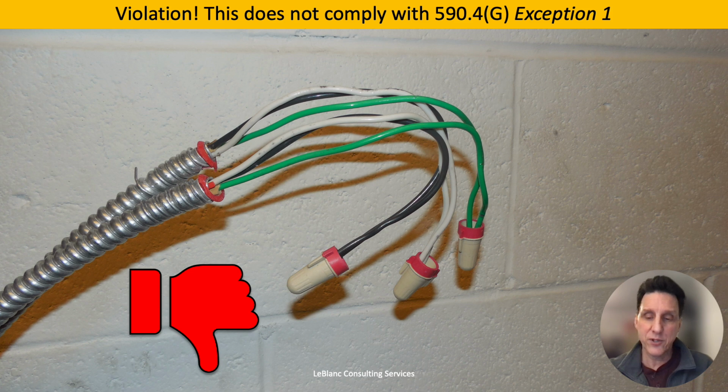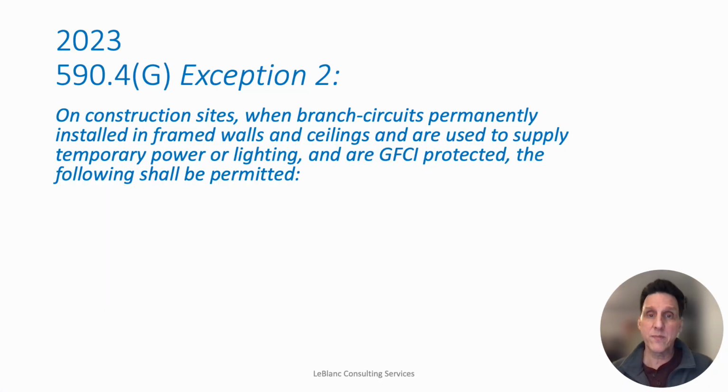Now let's take a look at exception 2. Now there were some revisions proposed for exception 2, so let's see what 2023 says, and then we'll see what's proposed for 2026. On construction sites, when branch circuits, so this rule only applies to branch circuits, when branch circuits permanently installed in framed-in walls and ceilings are used to supply temporary power or temporary lighting and are GFCI protected, not SPGFCI protected, but GFCI protected, the following is permitted.